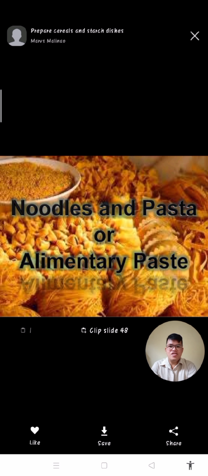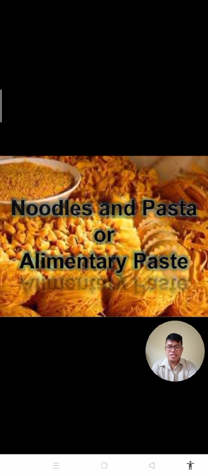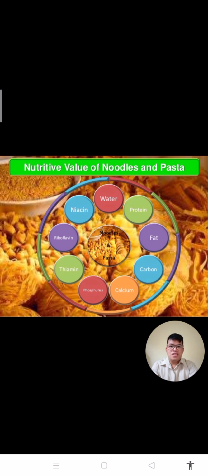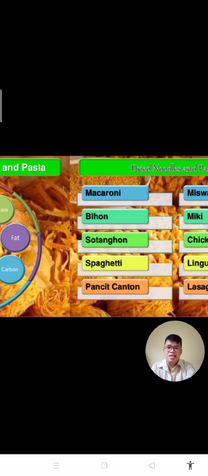Okay, so next is noodles and pasta or alimentary paste. Okay, so sabi ko kanina, challenges is coming on your way kasi you will be cooking different pastas. Okay, so the nutritive value of noodles and pasta are the following. It is rich in water, protein, fats, carbon, calcium, phosphorus, thiamine, riboflavin, and niacin. So, ayun yung mga nutritive value ng pasta natin and noodles.